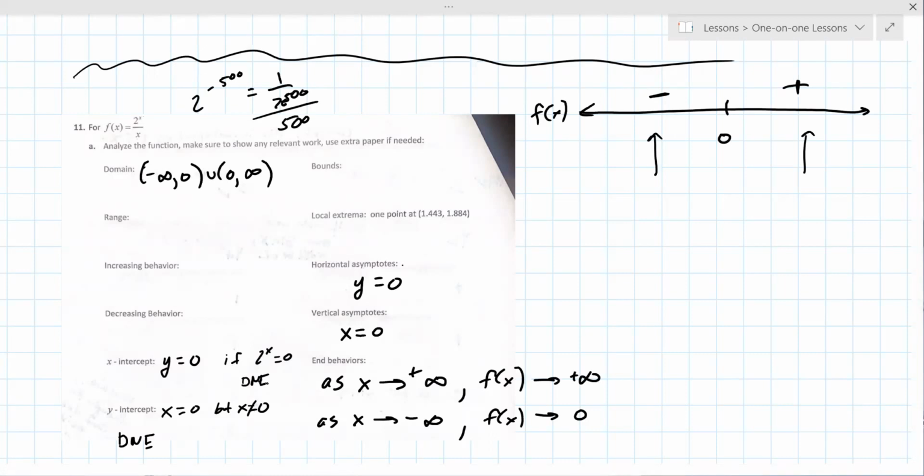So this is hard to imagine without seeing it. What does the instructor mean by bounds?